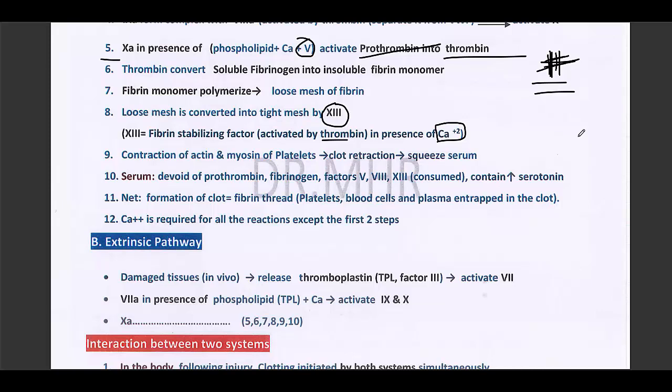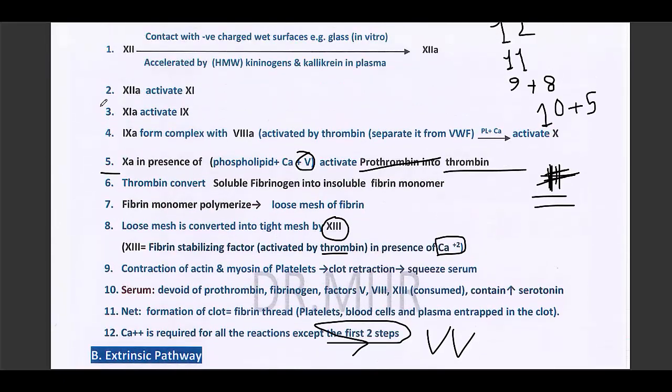Fibrin threads, with platelets, blood cells, and plasma, are entrapped in the clot. Calcium is required for all reactions except the first two steps. This is very important MCQ information. So in the first two steps, there is no need for calcium.